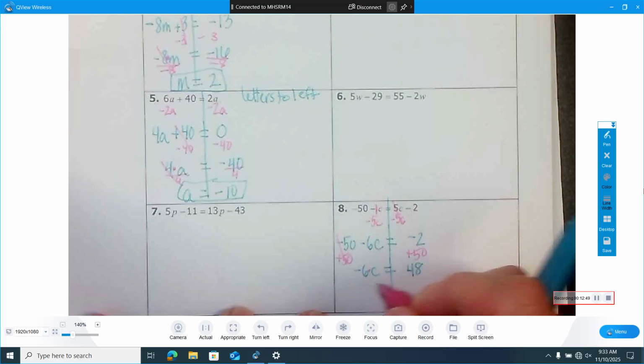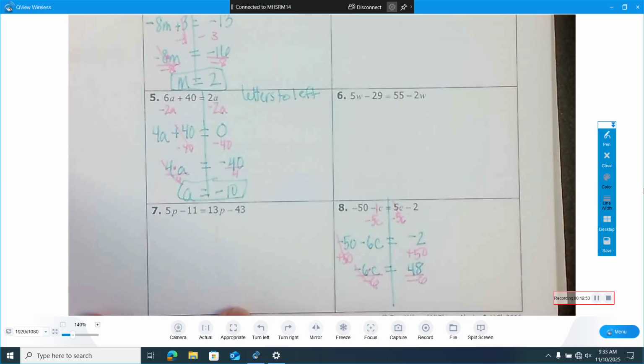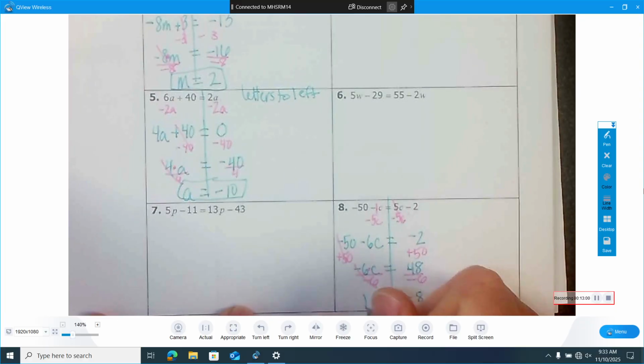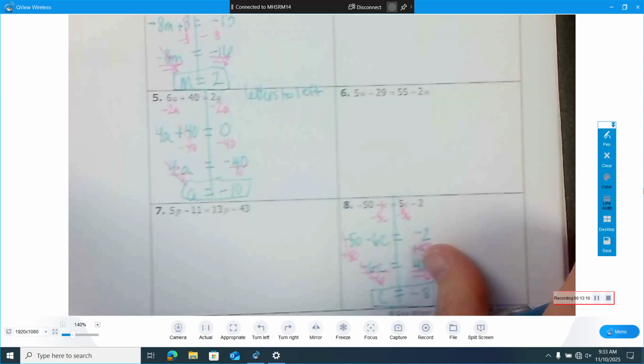Yeah, this is negative 6 times C, so we're going to divide by the entire negative 6. Because that C wants to be alone. And 48 divided by negative 6 is? Negative 8. Beautiful. Okay. Give me a thumbs up. How are we feeling? Thank you. Okay. Let's turn the page and make it a little harder.